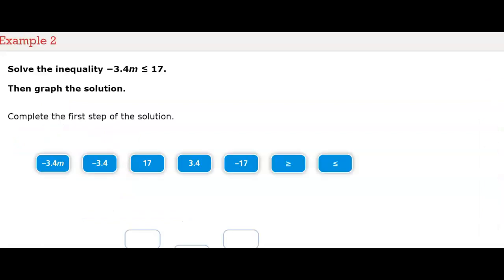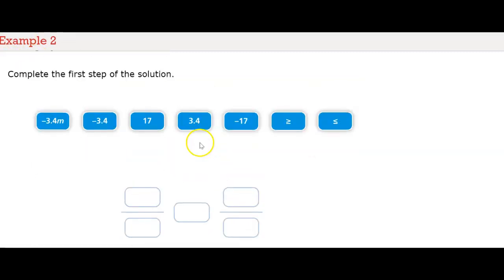Solve the inequality negative 3/4 times m is less than or equal to 17. Then graph the solution. Complete the first step of the solution.